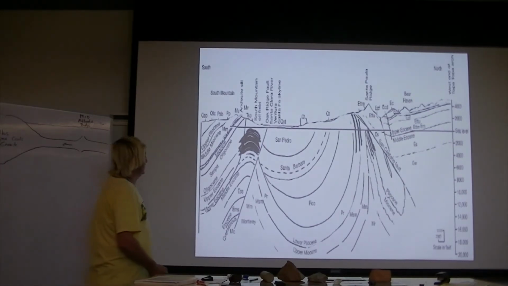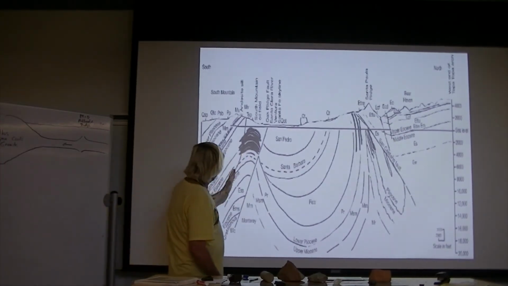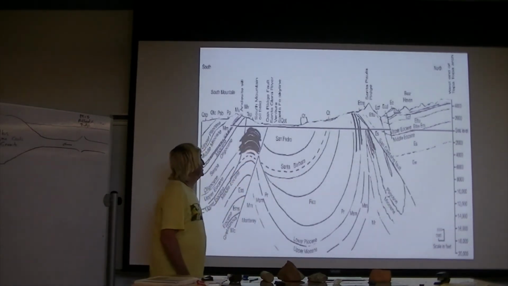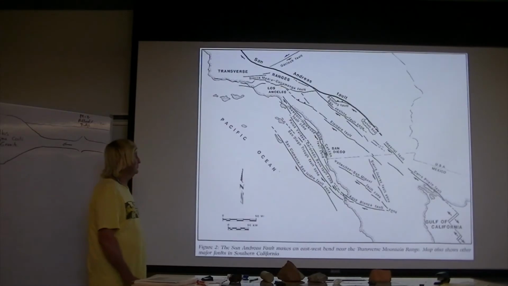And some of those synclines, so there's actually an anticline right where the San Andreas Fault is. And then there is this syncline. That's where we find oil along the San Andreas Fault in Bakersfield.